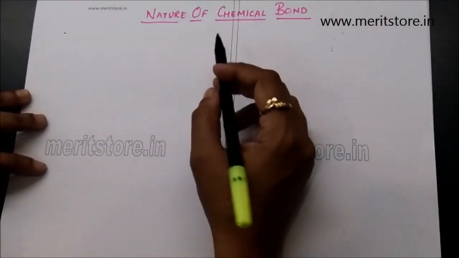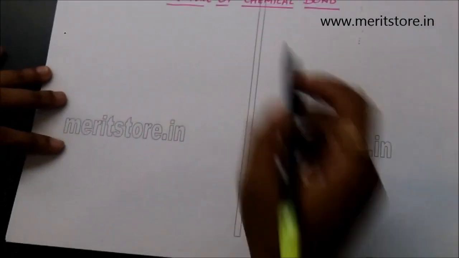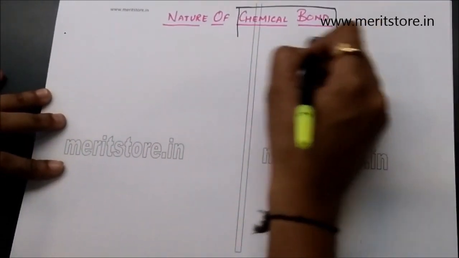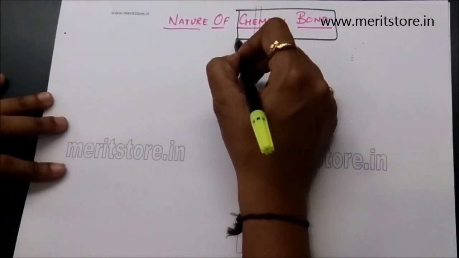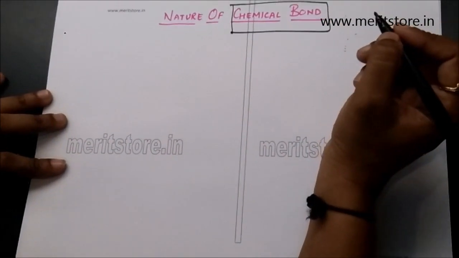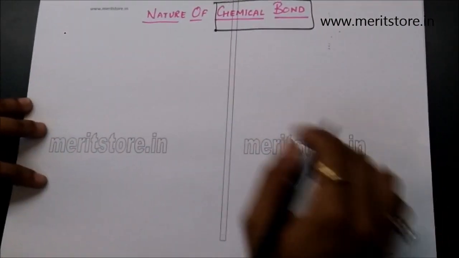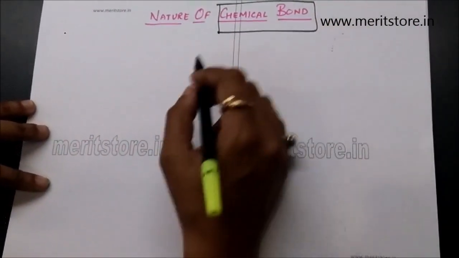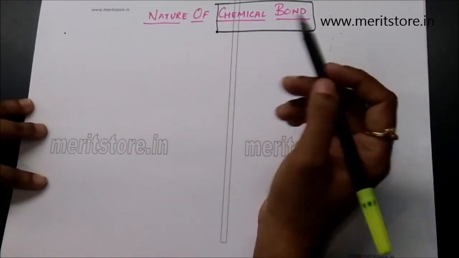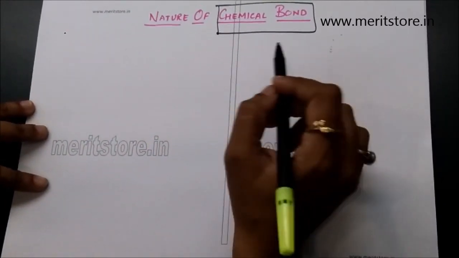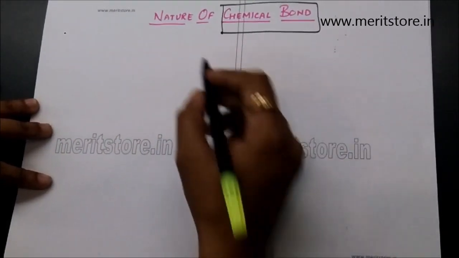So today we are going to discuss the nature of the chemical bond. When we talk about the chemical bond, it is the attractive force which holds together constituent particles in a chemical species. The tendency of an atom to form a chemical bond is just to satisfy the stable configuration of 8 electrons in its valence shell.